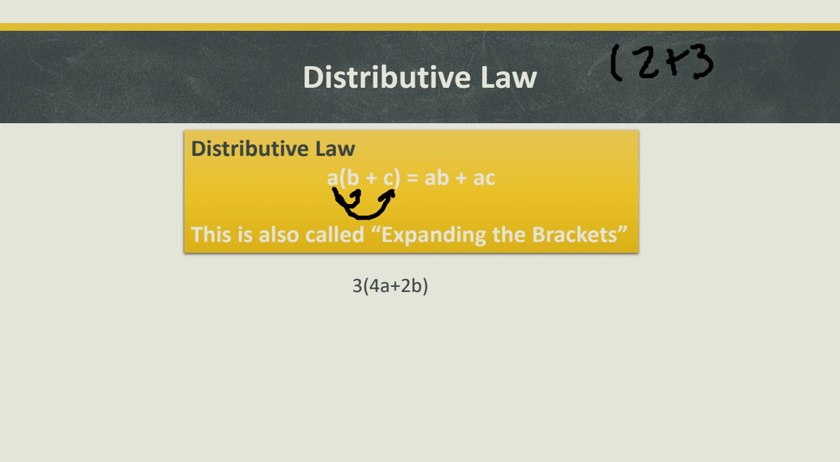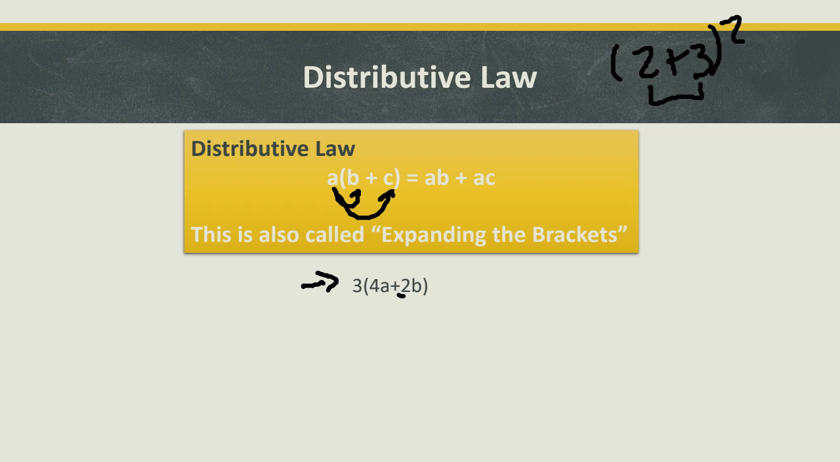So in this example, I have 4a plus 2b, and we know with our addition and subtraction rules that I can't combine those any further because they're different letters. That goes back to the previous video on addition and subtraction. So for that reason, I have to use what's called the distributive law, or expanding through the brackets.